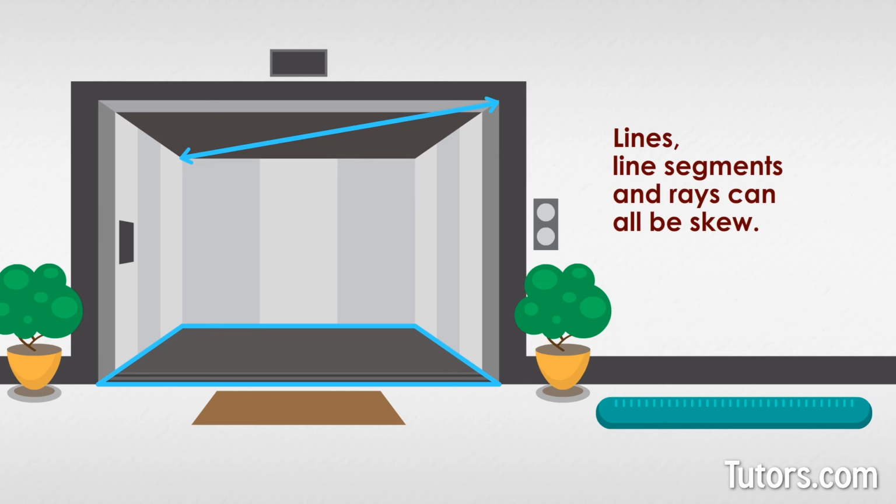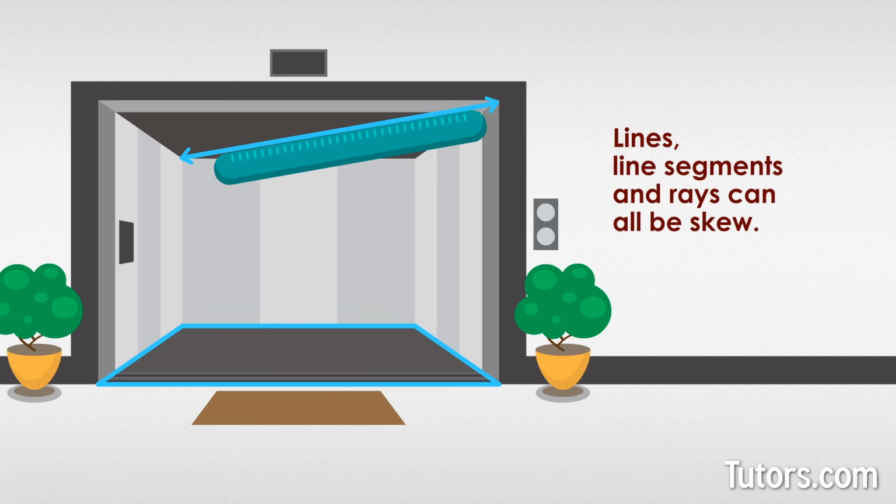You can perform a quick check of suspected skew lines just with your straight edge. Align it on one line and physically move it to the other line. If you have to twist, turn, rotate, or otherwise change the orientation of your straight edge to align with the second line, then the two lines are skew.